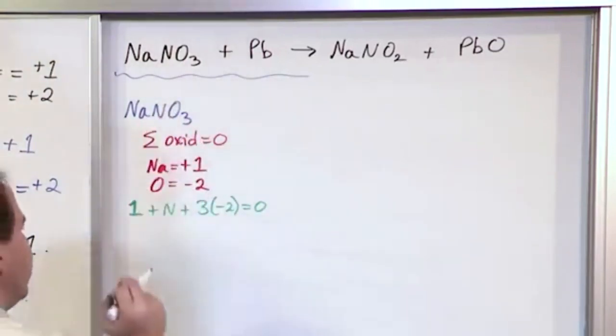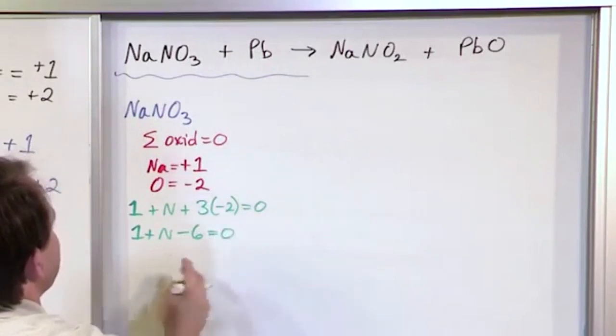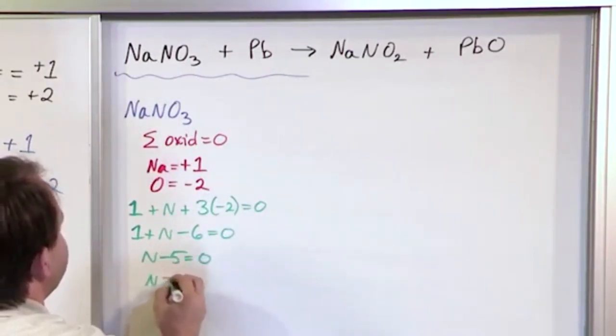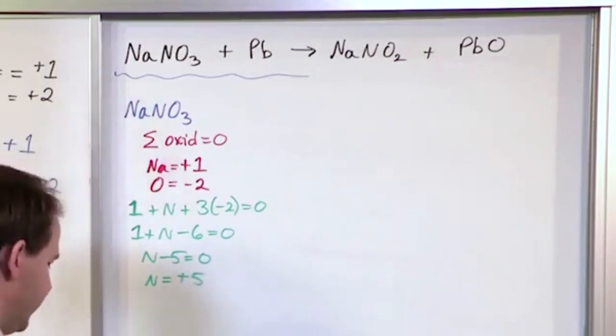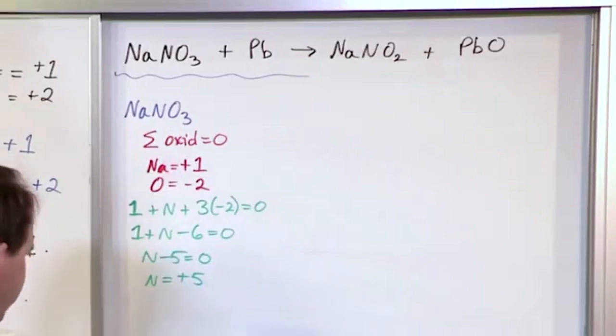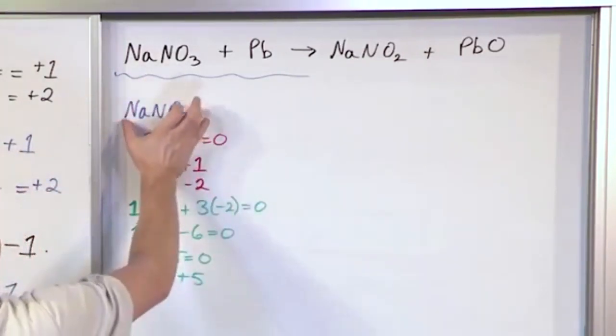So we're just doing the rules that we did before. 1 plus n minus 6 is 0. Add these together, n minus 5 is 0, so nitrogen has a +5 oxidation number. Okay, so let's just hang on to that. We know that it's important, but we found all the oxidation numbers of this part of the reaction.